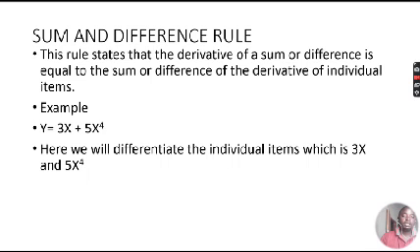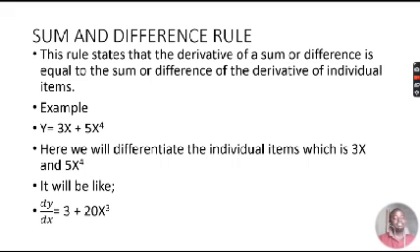So, how do you go about that? It will be like this. dy over dx equals 3 plus 20x to the power 3. How has that come up? How has 3x plus 5x to the power 4 reduced to 3 plus 20x to the power 3? Let's understand this.